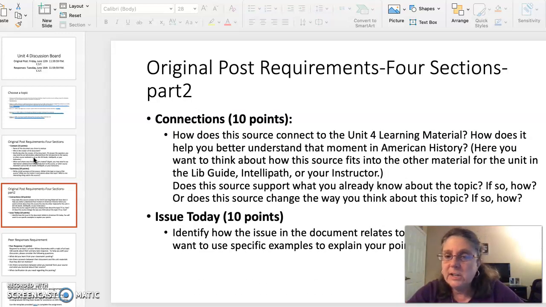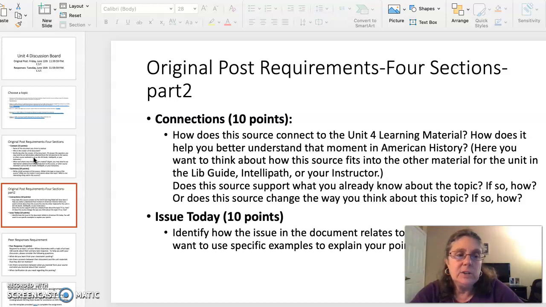The third section is the connections section, which is worth 10 points. How does this source connect to Unit 4 learning materials? How does it help you better understand that moment in American history? How does it help you to better understand Unit 4 and Telepath? Does this source support what you already knew about the topic? If so, how? Or does this source change the way you think about this topic? If so, how? That's the connections section worth 10 points.